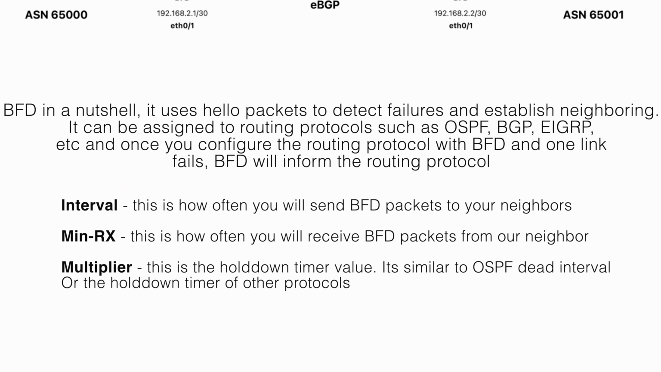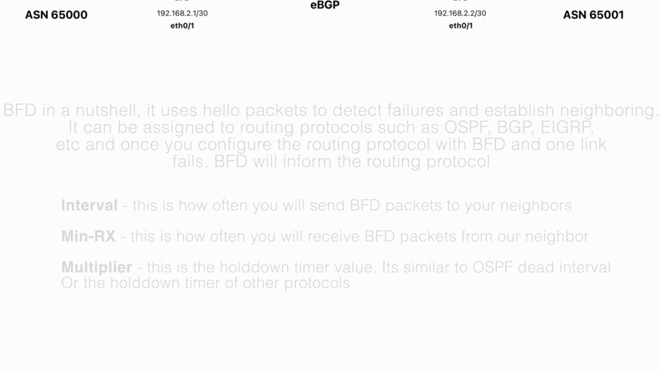And the metrics that BFD uses are the following: interval. This is how often you will send BFD packets to your neighbor. Min-RX, this is how often you will receive BFD packets from your neighbor. And multiplier, this is the hold down time value. It's similar to the OSPF dead interval or the hold down timer of other protocols.